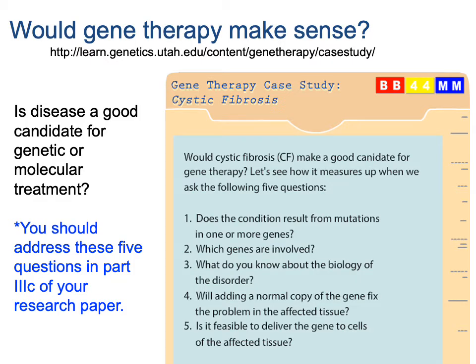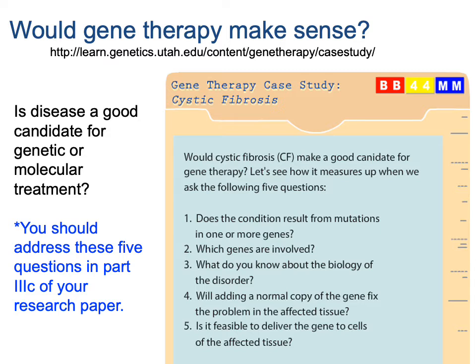Okay. So the next question is, would gene therapy for cystic fibrosis make sense as a treatment? Is this disease a good candidate for genetic or molecular treatment? We just talked about one way in which it clearly is a good candidate, but on this slide there are 5 questions that I want you to address in part 3C of your research paper. That is something you're going to want to include in your draft that is due on March 31st.